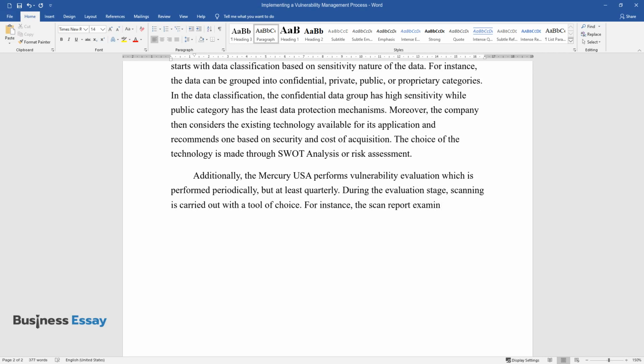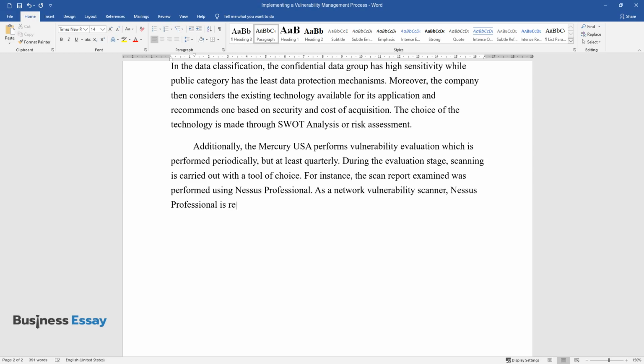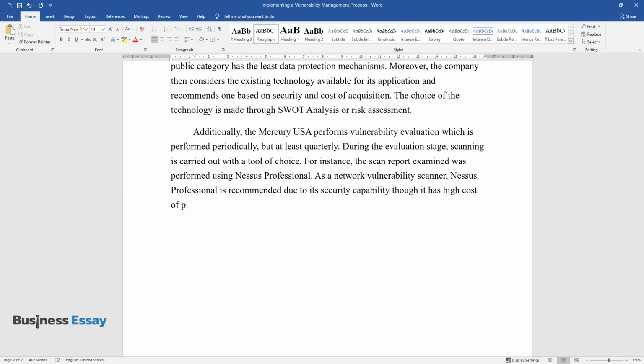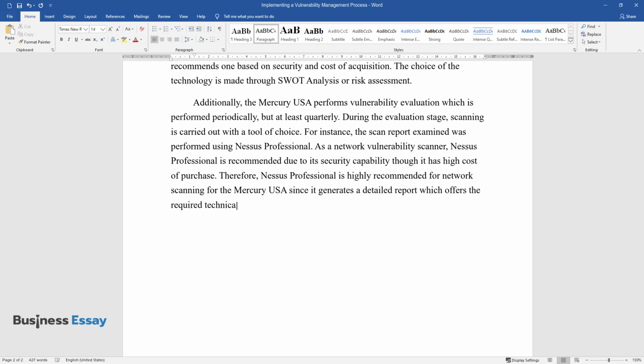For instance, the scan report examined was performed using Nessus Professional. As a network vulnerability scanner, Nessus Professional is recommended due to its security capability, though it has a high cost of purchase. Therefore, Nessus Professional is highly recommended for network scanning for the Wannacry USA since it generates a detailed report which offers the required technical information.